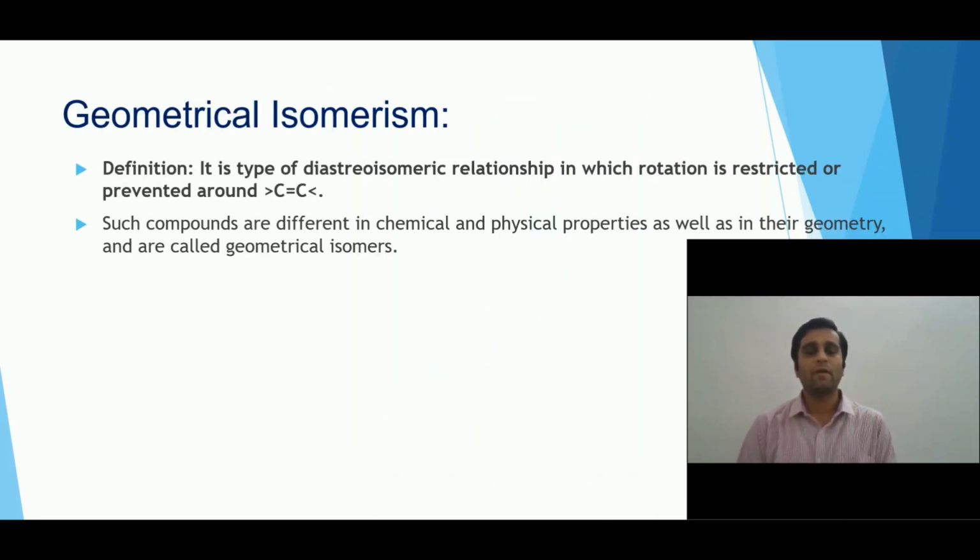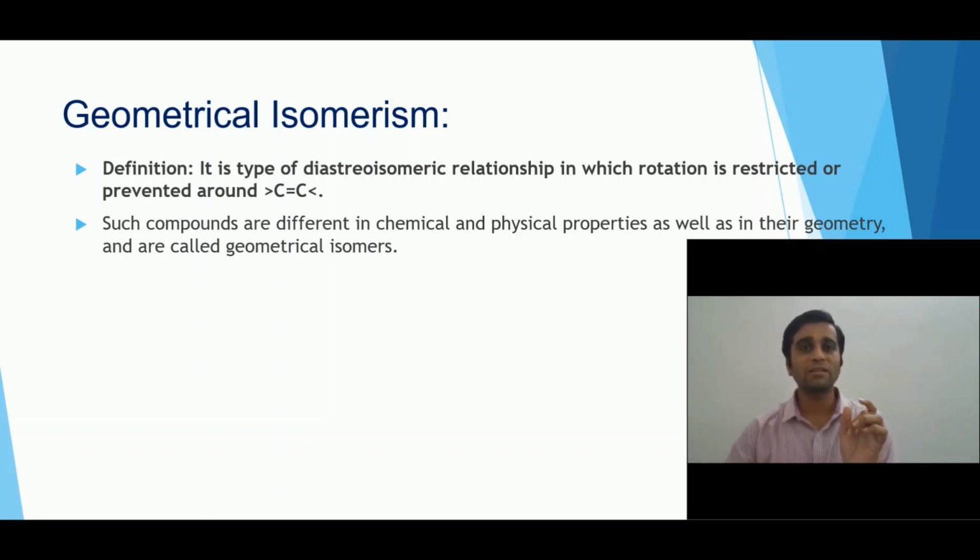Geometrical isomerism, if I define, it is a type of diastereoisomeric relationship. It means what? When we talk about stereoisomers, there are mainly two, enantiomers and diastereomers. Enantiomers are mirror image isomers, diastereomers are not mirror image isomers. So geometrical isomers are not mirror images of each other. So it is a type of diastereoisomeric relationship in which rotation is restricted, hindered, or prevented around C double bond C.